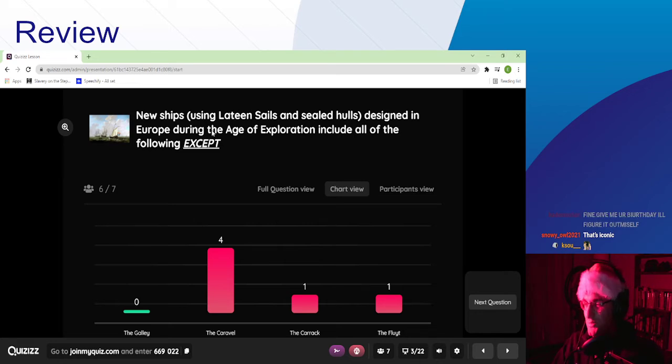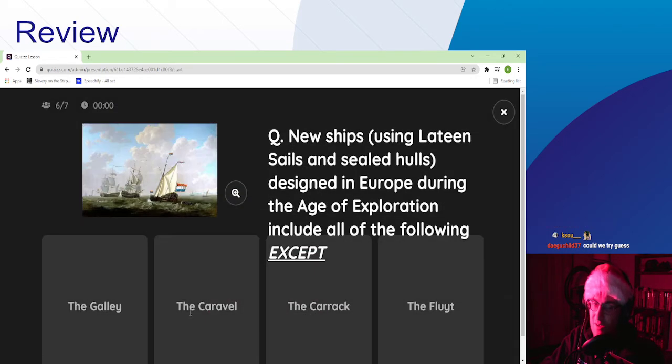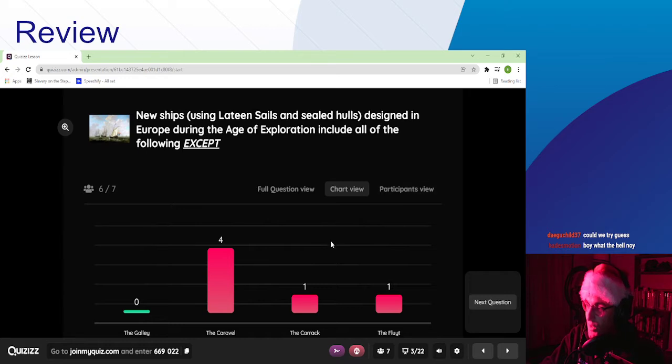Oh, ouch. Yeah, the galley's ancient. Most ancient civs had a galley. All these other ship designs, the caravel, the carrack, the fluyt, these were newly built in the Age of Exploration, right? Using the lateen sail and sealed hulls.